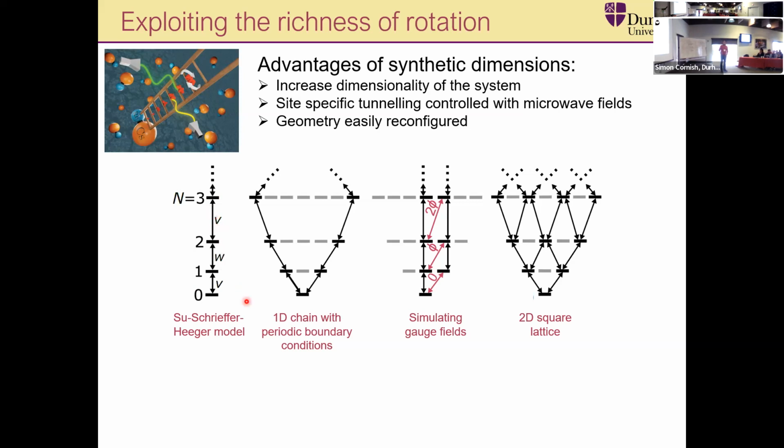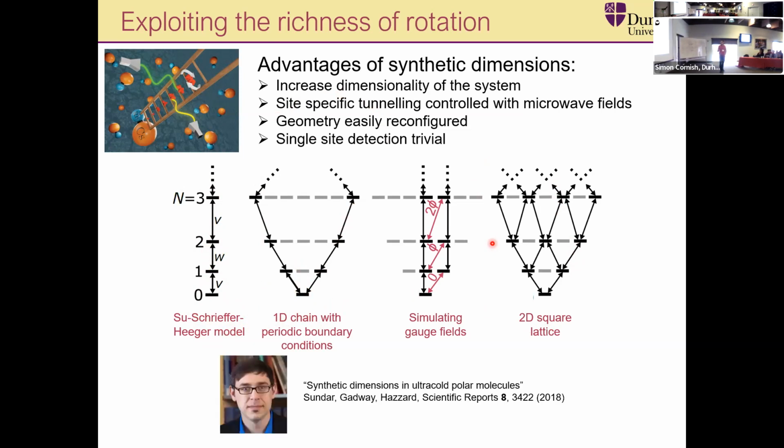Go from this 1D ladder, actually, this is the SSH model we would implement, to a 1D chain with periodic boundary conditions, similar flux fields, 2D square lattices. And of course, you get single-site detection for free. You just detect which state the molecules are in. And a lot of these ideas were first put forward in this paper by Kevin Hazzard and his collaborators, so I encourage you to look into this if interested.